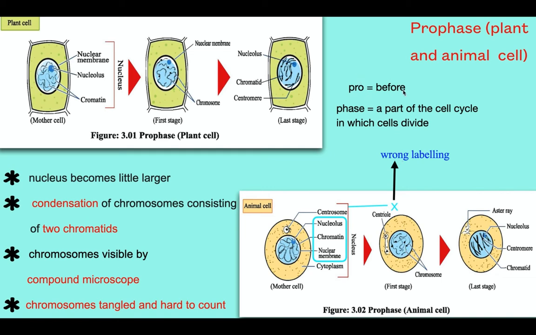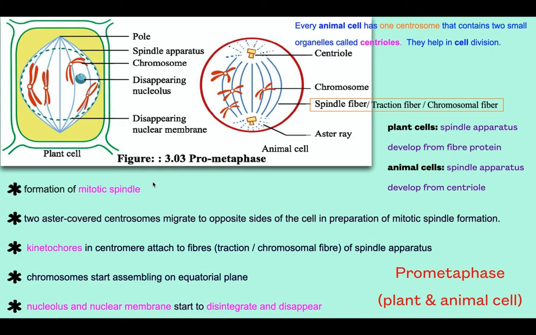So pro means before. So prophase is a part of the cell cycle which happens at the beginning of mitosis. We see that condensation of chromosomes is here. This is the main feature of prophase. Not only that, it is so much condensed that chromosomes are visible by compound microscope. The nucleus becomes a little bit larger. Okay, now prometaphase, which is before metaphase.